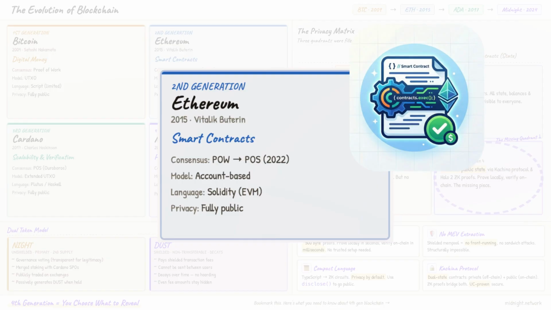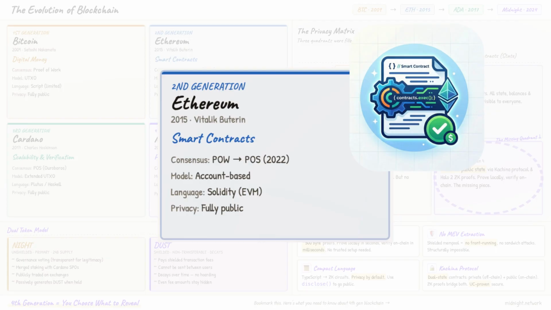Ethereum also went through a massive transition. It started with proof of work, just like Bitcoin. But in September 2022, with the Merge, it switched to proof of stake. Instead of burning electricity to mine blocks, validators now lock up Ethereum as collateral. If they misbehave, they lose their stake. I know that is much greener, much more efficient.